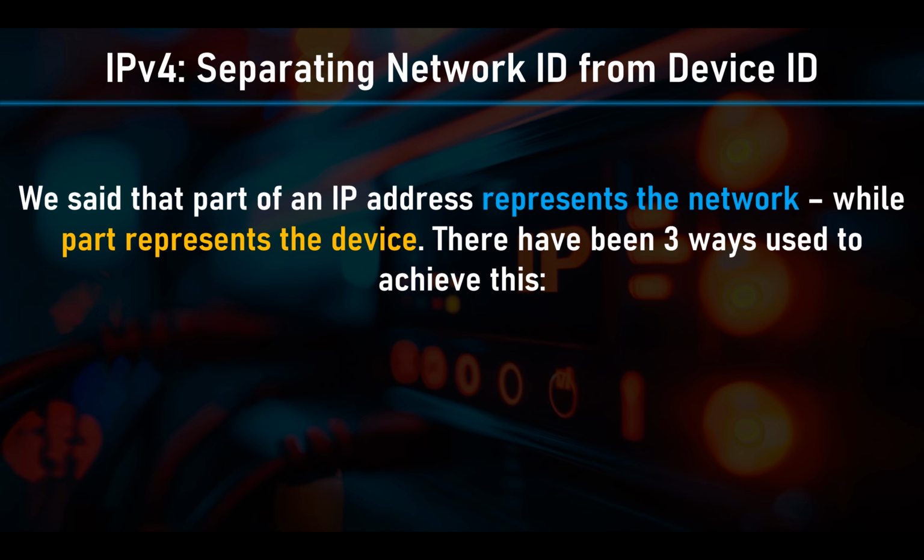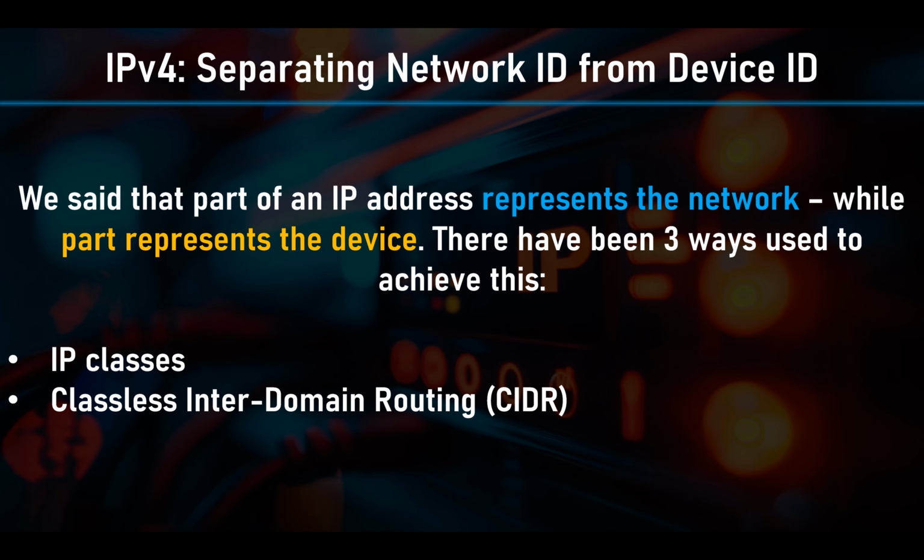If we look at this, we said that part of an IP address represents the network ID, and part of the IP address represents the device ID, and traditionally there have been three ways used to achieve this. The first one, IP classes, not used since 1993, I think we say. Then classless interdomain routing, CIDR, and finally subnetting, and subnetting is what's used today.